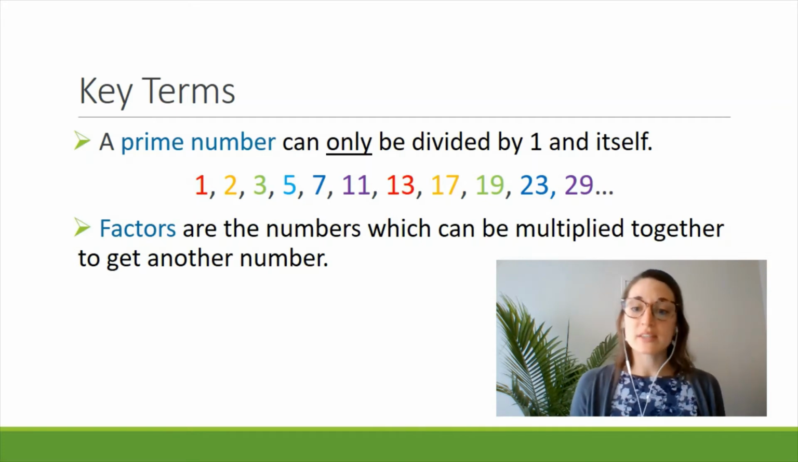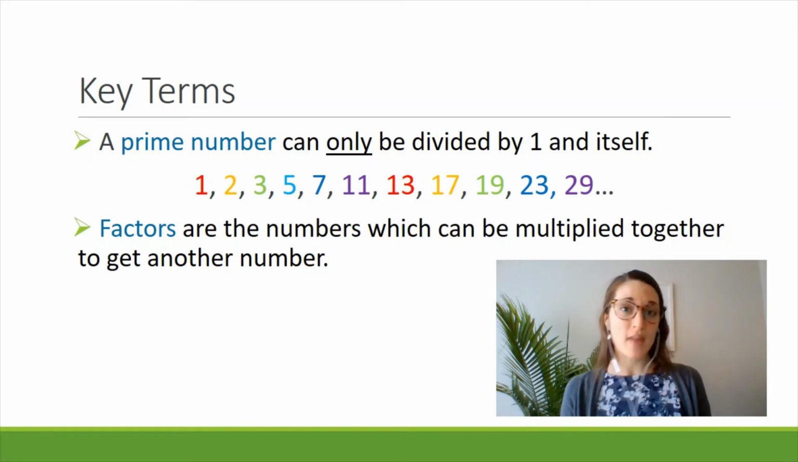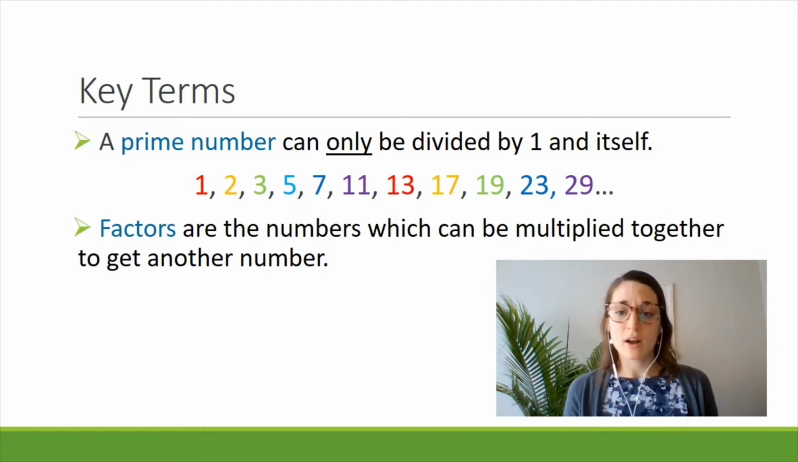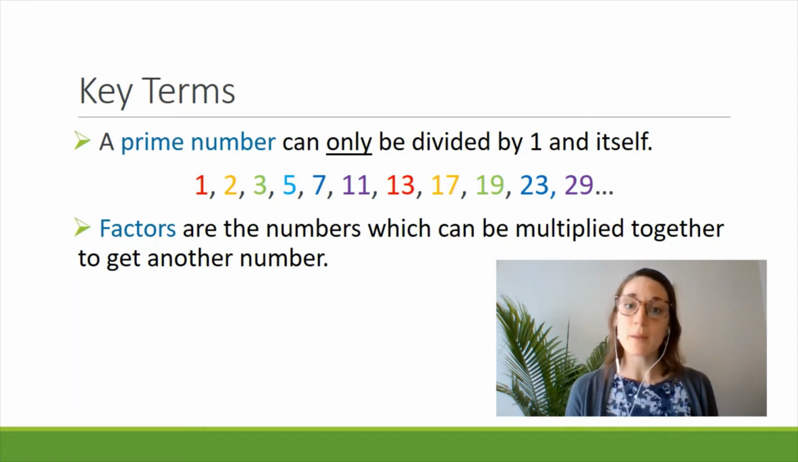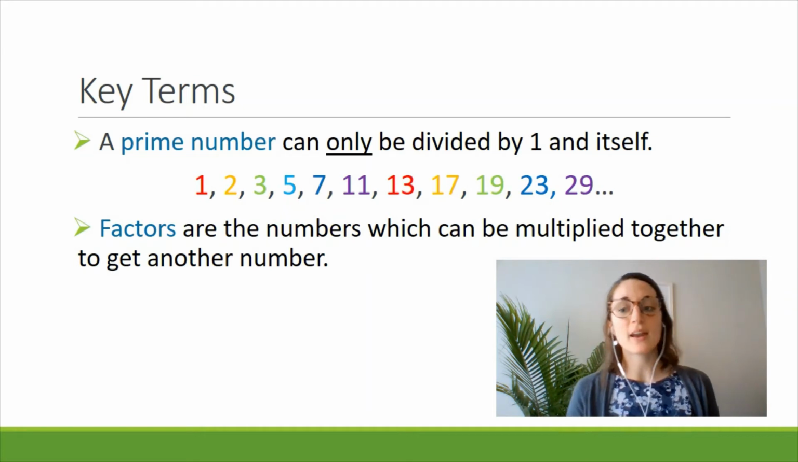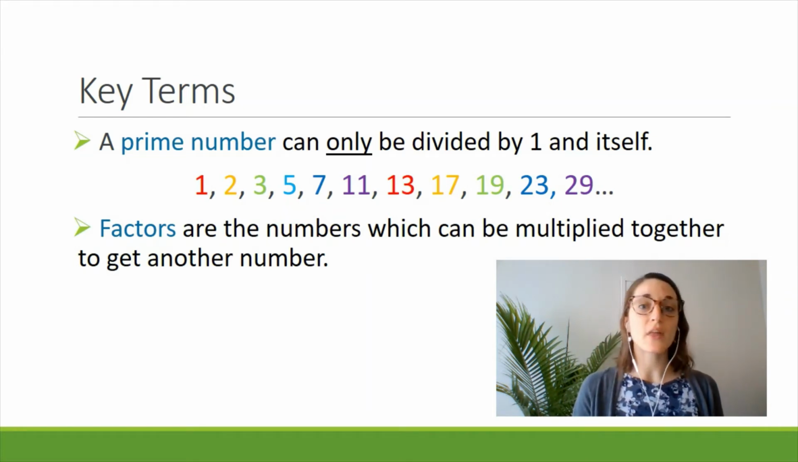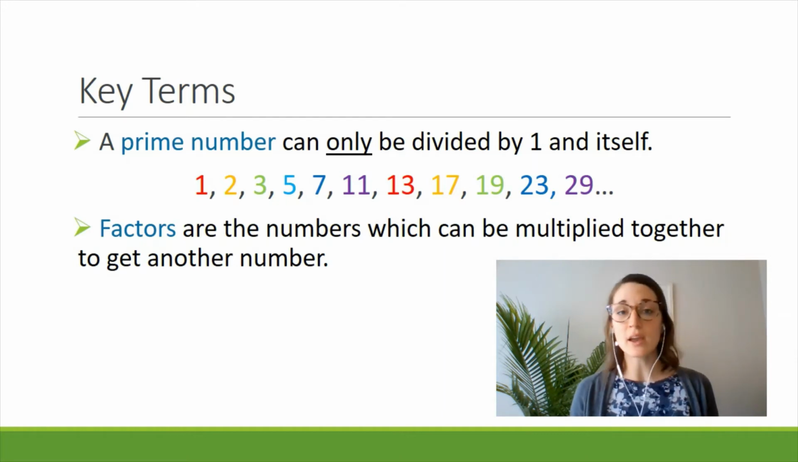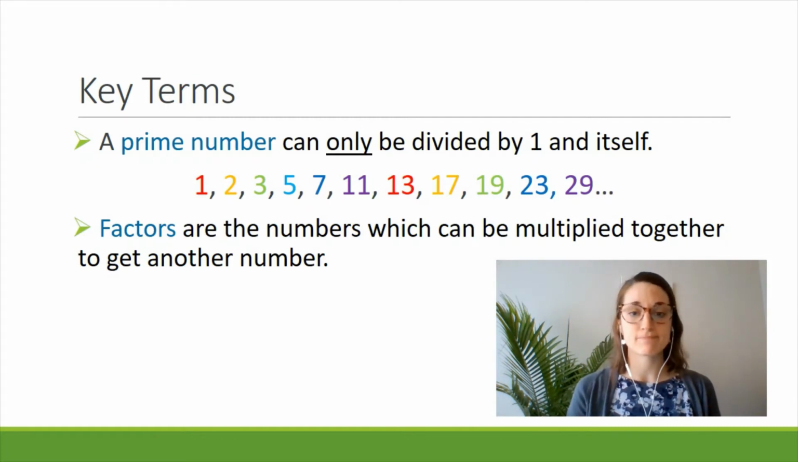You'll also notice that 6 is not on this list. That's because 6 can be divided by 2 and 3. We know that 2 times 3 equals 6. Other numbers that are not on here are not listed because they're not prime. The numbers you see on this list are only prime numbers. Factors are numbers that can be multiplied together to get another number. We said earlier that 2 times 3 equals 6. That means that 2 and 3 are factors of 6, as well as 1 and 6.